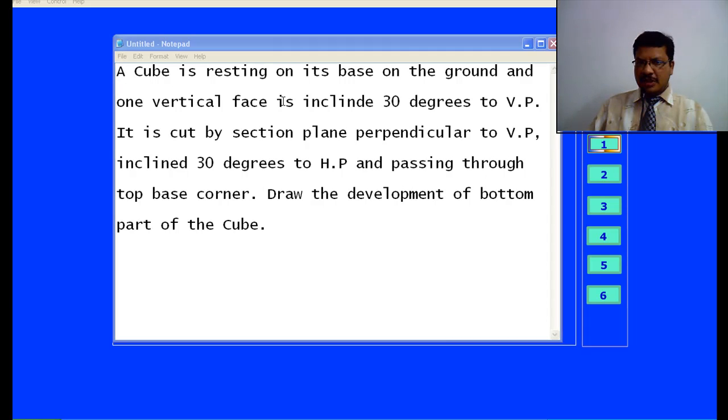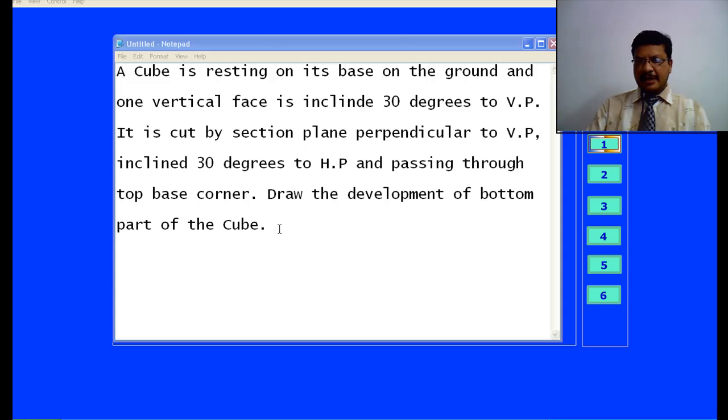A cube is resting on its base on the ground and one vertical face is inclined 30 degrees to VP. It is cut by a section plane perpendicular to VP, inclined 30 degrees to HP and passing through the top base corner. Draw the development of bottom part of the cube. Now observe the position of the cube.